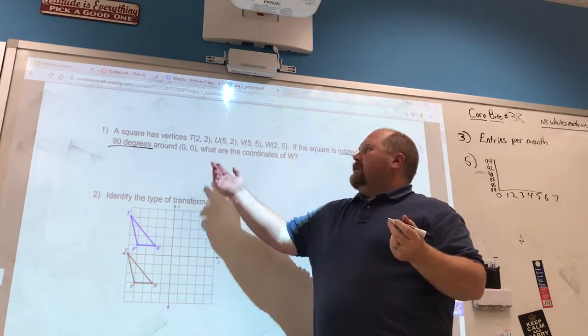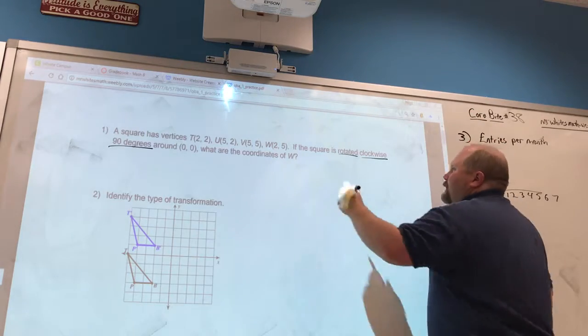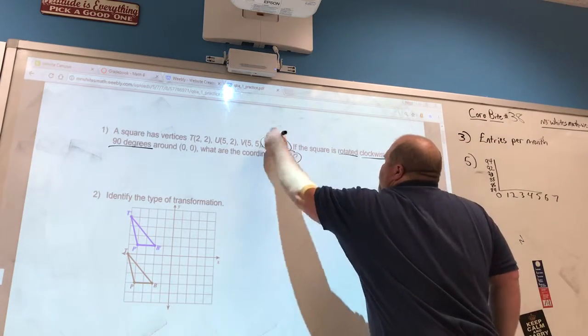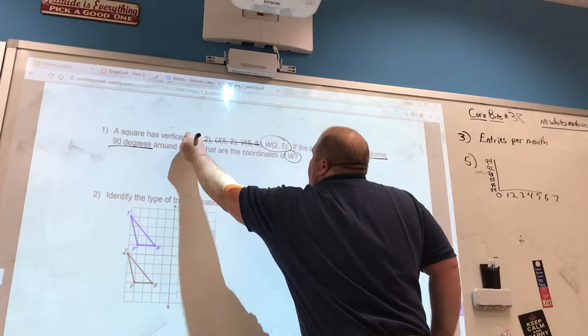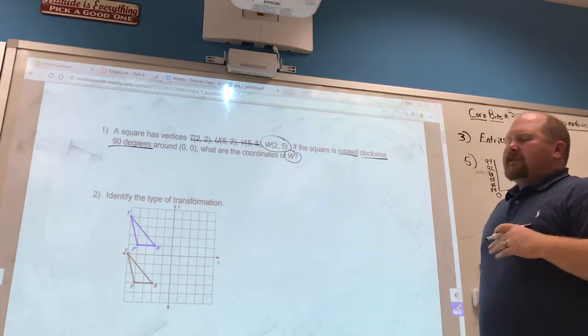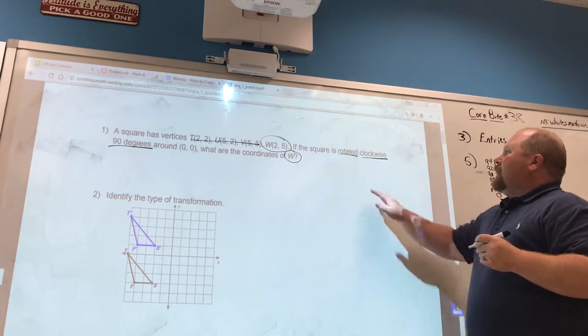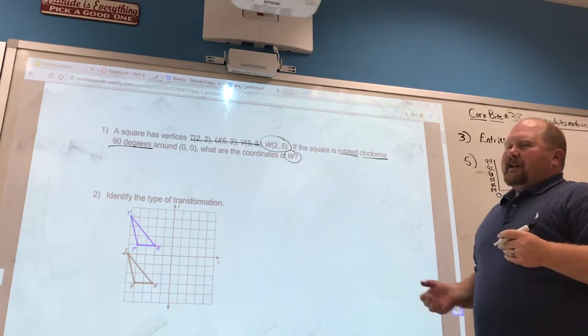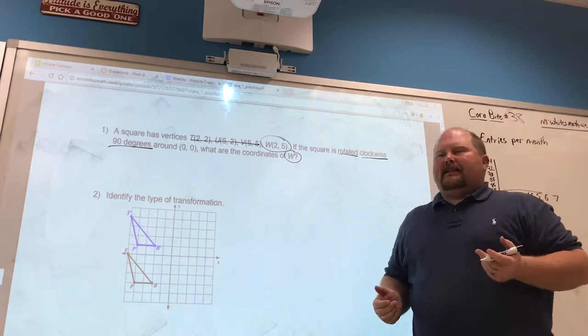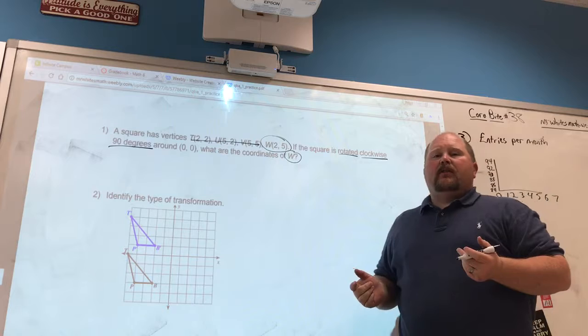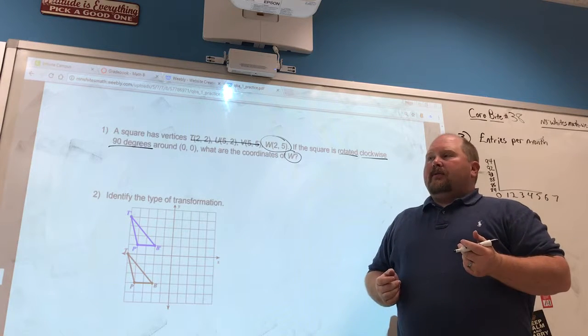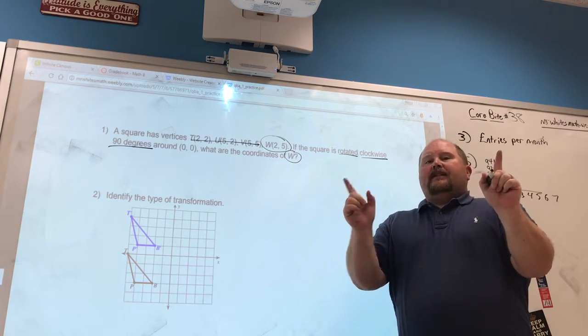Sometimes you'll see this, it'll say around the origin. What are the coordinates of W? All right, so we're only talking about point W. That means that these have no bearing on the problem. It's like they don't even exist. We don't need them. So rotated clockwise 90. Remember, there are two rules for 90s. The first rule is the same no matter which direction you're going. So the first rule is to take the two numbers and swap them.